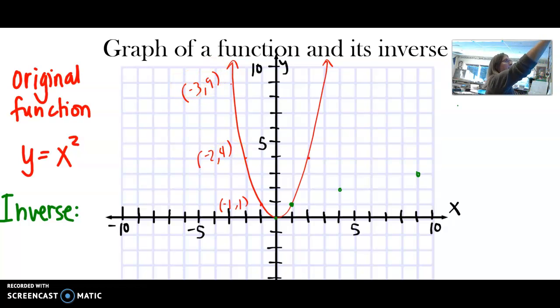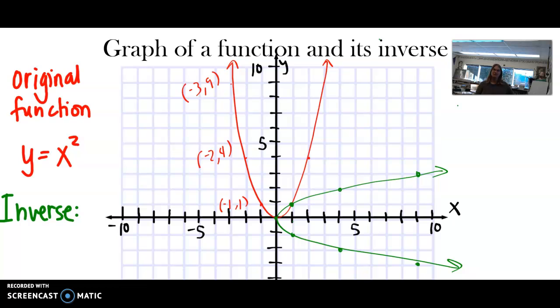So if I plot those points, flipping the x and y, or interchanging x and y, (-1, 1) becomes (1, -1). (-2, 4) becomes (4, -2). And (-3, 9) is (9, -3). So if you graph the inverse of y equals x squared, that graph is not a function.